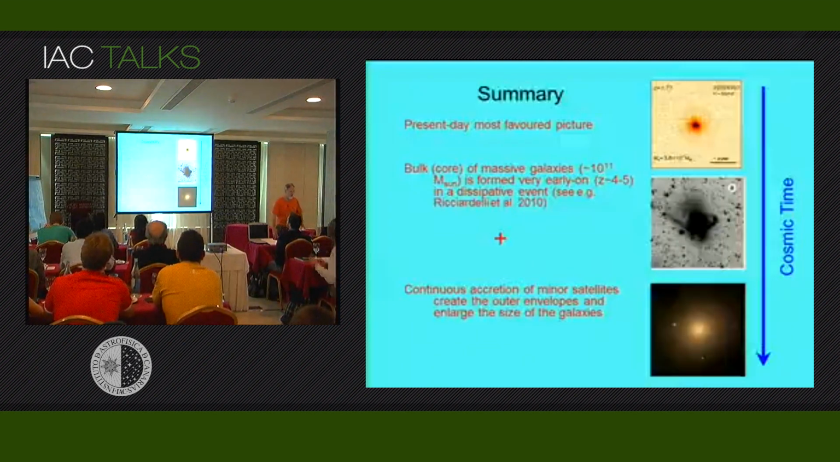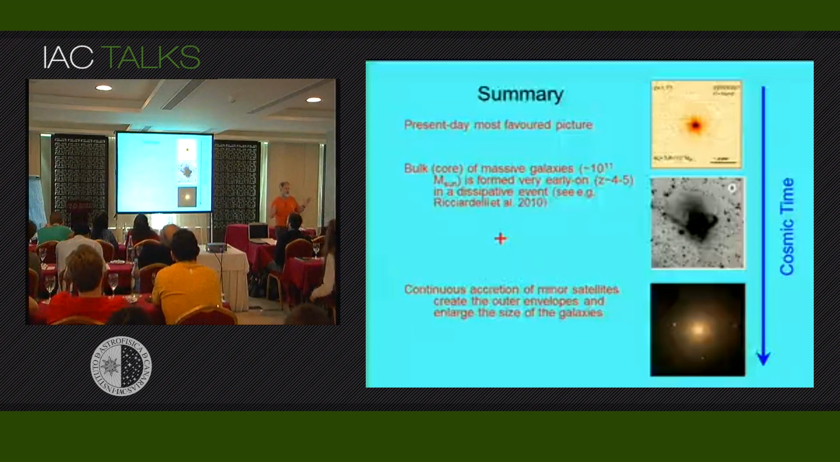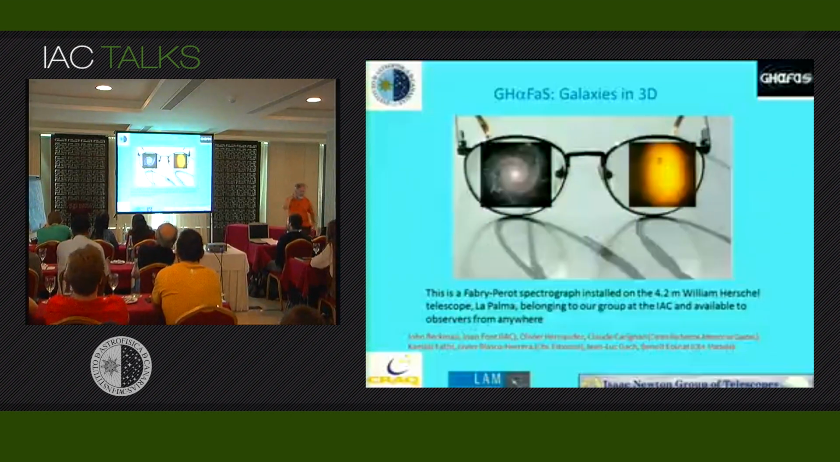The other thing is that elliptical galaxies or spheroids are dominant only since Z equals 1.5 approximately. So I'll have to go quickly because there's a lot to say. But the summary is this, that the most favored picture is that the bulk, the core of these massive galaxies is formed very early on, Z is 4 to 5, in a single dissipative event. And then onto this condense four minor satellites which create the outer envelopes, which are in any case more diffuse. So that is their present result.